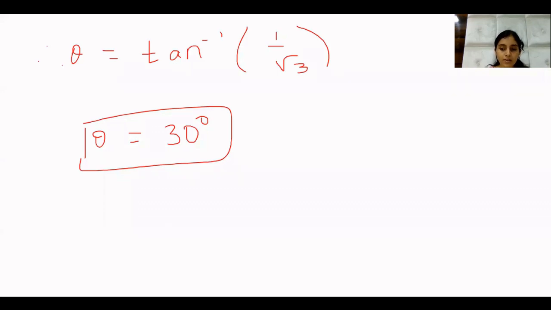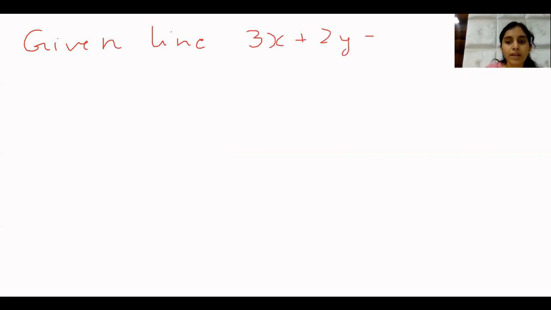So they say that you have to find the combined equation of the lines passing through the origin, each of which is making an angle of 30 degrees with the line. So the given line we have is 3x plus 2y minus 11 equal to 0. Okay, so this is the equation of the line we have.